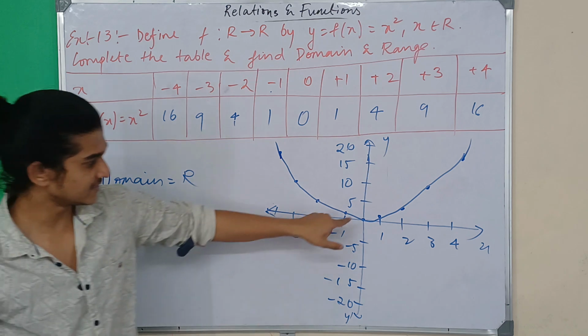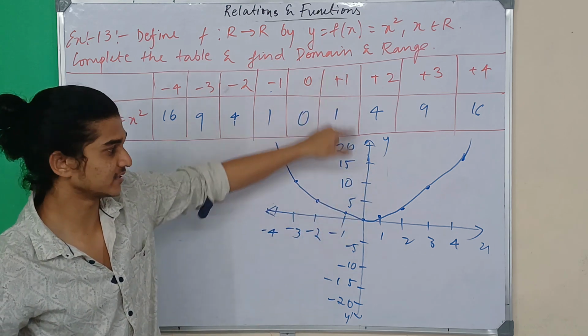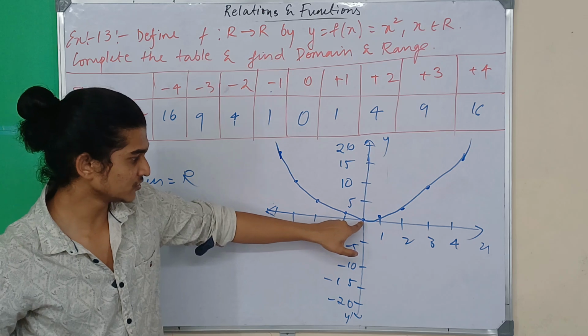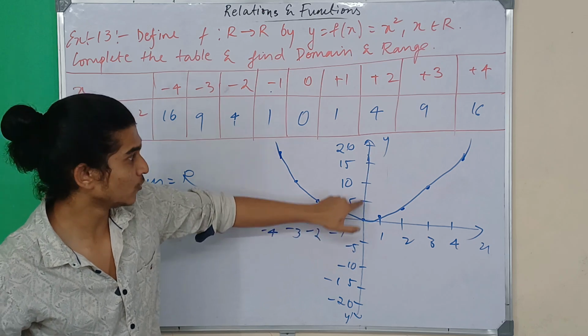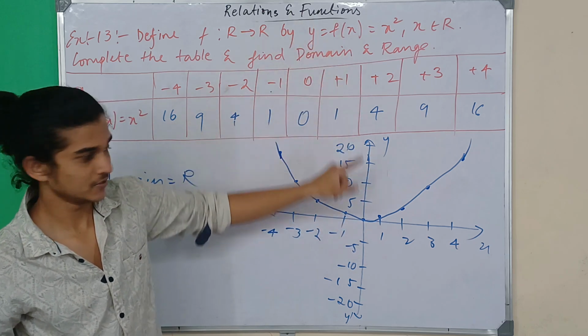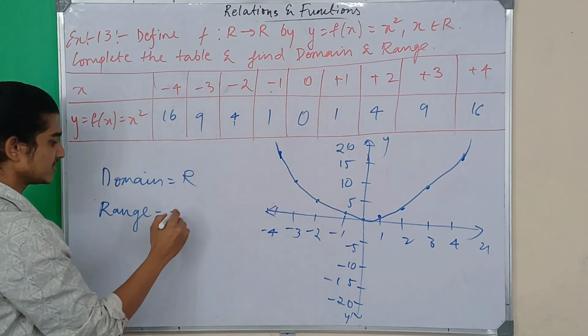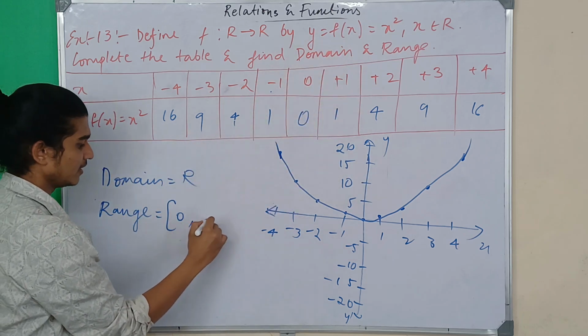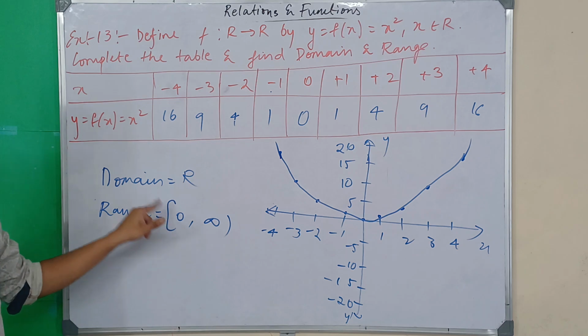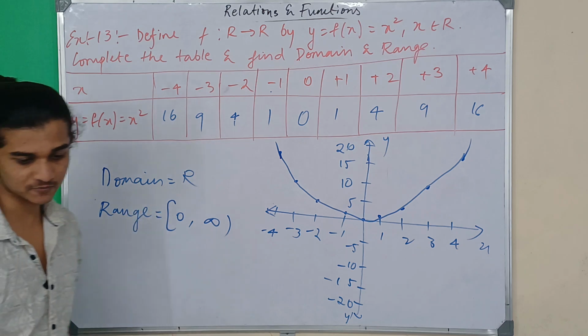So our output is signified by this y-axis, right? So you can see the values start from 0 and go all the way to plus infinity. So I can say from this, range is 0 comma infinity. So this is our answer. So this is our domain and this is our range. Now let's move on to the next problem.